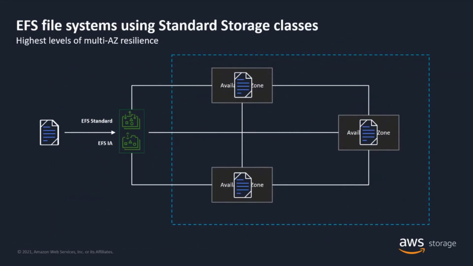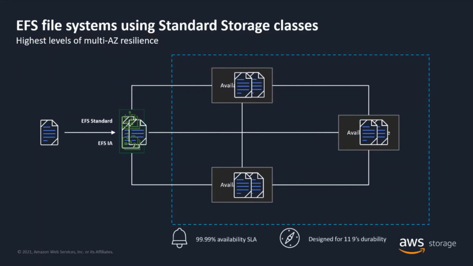EFS is highly available and designed to be highly durable. For file systems using standard storage, EFS offers a 4 nines availability SLA and is designed for 11 nines of data durability. To achieve these levels of durability and availability, all files and directories are redundantly stored within and across multiple availability zones. This means that when you write data to Amazon EFS for a file system using standard storage classes, the write isn't acknowledged until the data is durably written across all 3 availability zones. EFS file systems using standard storage can thus withstand the full loss of a single AZ while still providing the same quality of service in the other AZs.